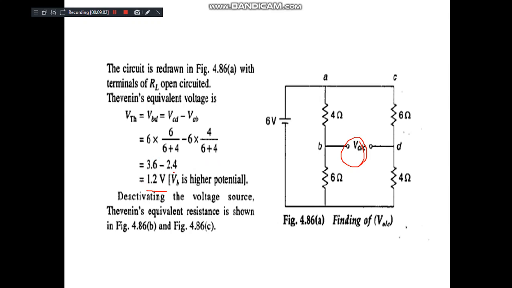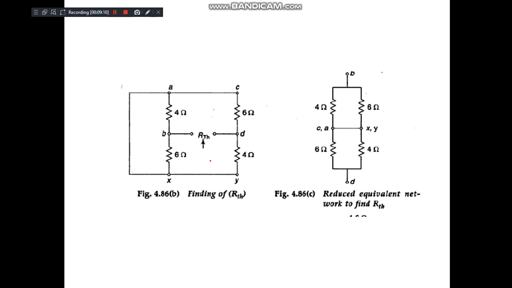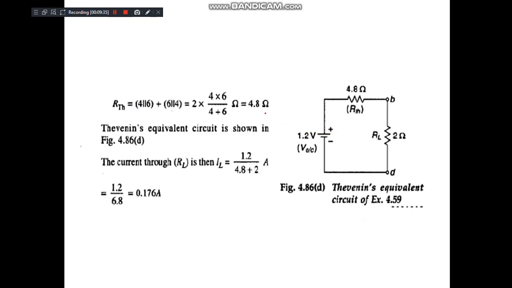So here VB is having higher potential. Next, the equivalent circuit. For that we have to short the supply voltage. See here, we are shorting the supply voltage and we are opening this load resistance. Then replace this circuit like this. This circuit will come in between these two terminals. These two are in parallel and these two are in parallel, and this two combination is in series. So finally, see here, we calculated R Thevenin.